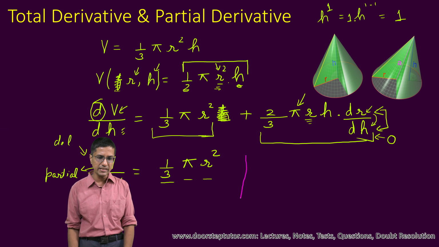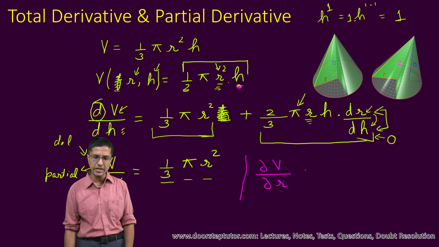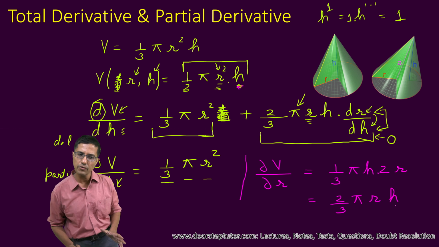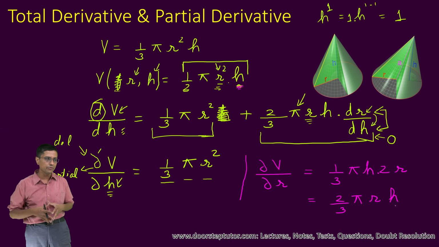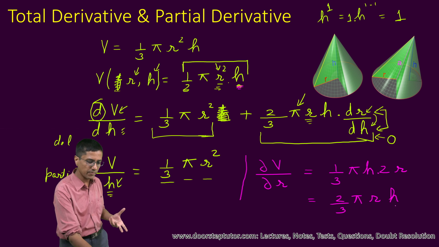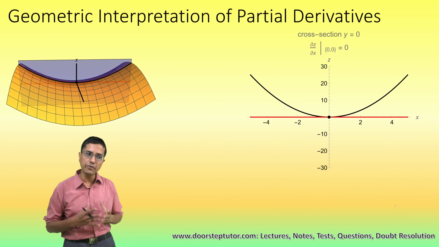Now the same other way around, if we do del v by del r, in that case we assume that this h is not changing, it is constant. So we can simply write it is 1 by 3 pi, and this h is also assumed to be constant. And of course, we differentiate this, so this becomes 2r, and this comes out to be 2 by 3 pi r h. Okay, so very simple. The concept is very simple, and if you know derivatives, then you should be able to use the partial derivatives as well, because the concept is very simple.